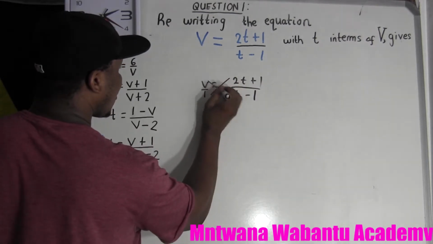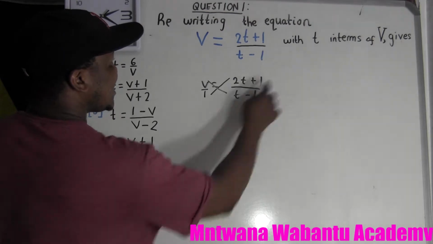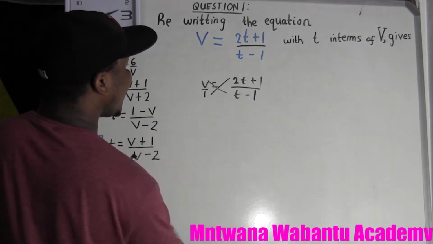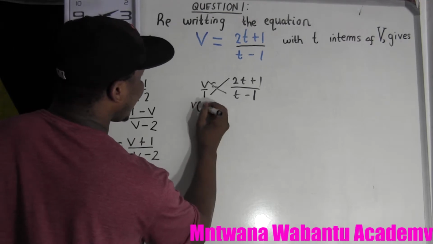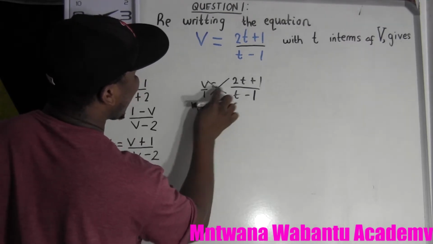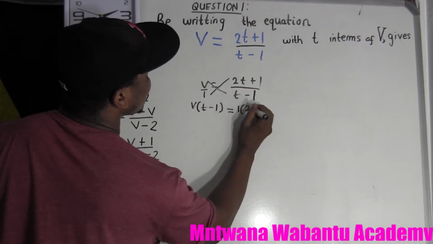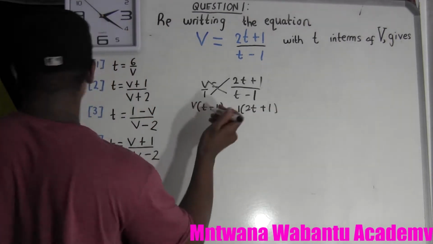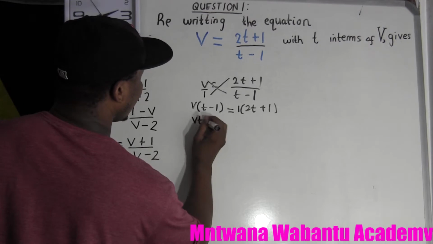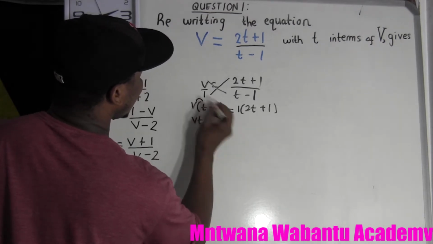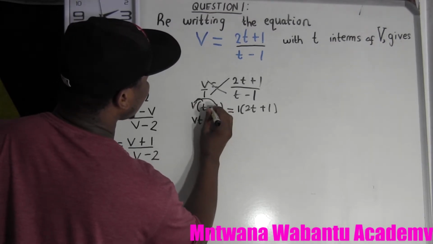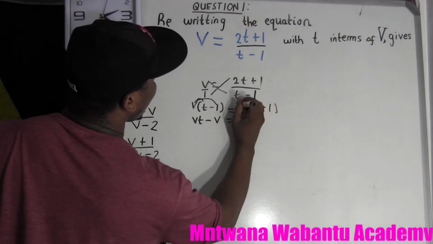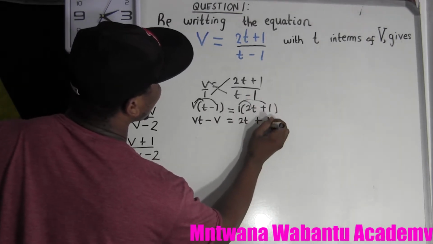The next step, I can cross multiply. I want to make t the subject. So I cross multiply: v times the whole group (t minus 1) equals 1 times everything, so 1 times (2t plus 1). Next, v times t is vt, and v times negative 1 is negative v, equals 1 times 2t, 2t, and 1 times positive 1, which is positive 1.